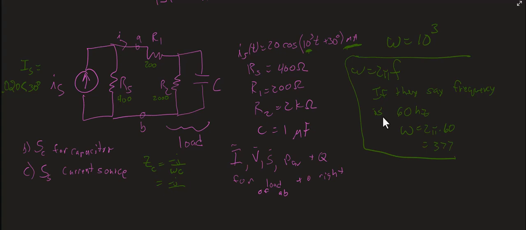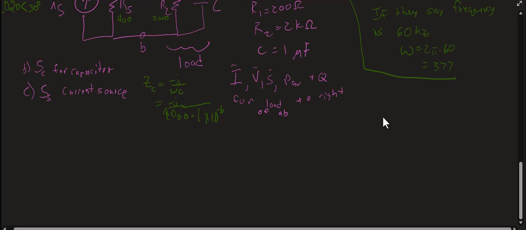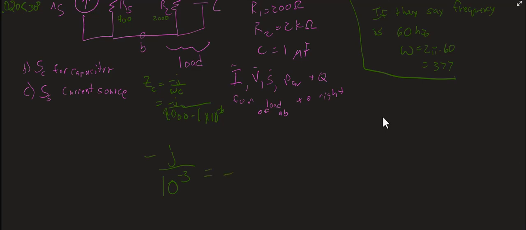Okay, so ZC is minus J over omega, which is 1,000 times C, which is 1 microfarad, so that's 1 times 10 to the negative 6. So it's minus J over 10 to the minus 3, which is minus J 1,000.